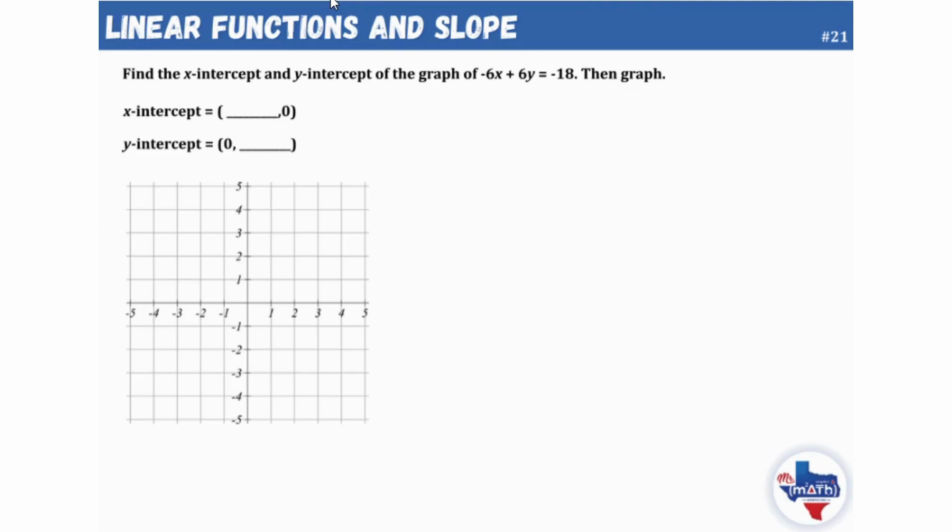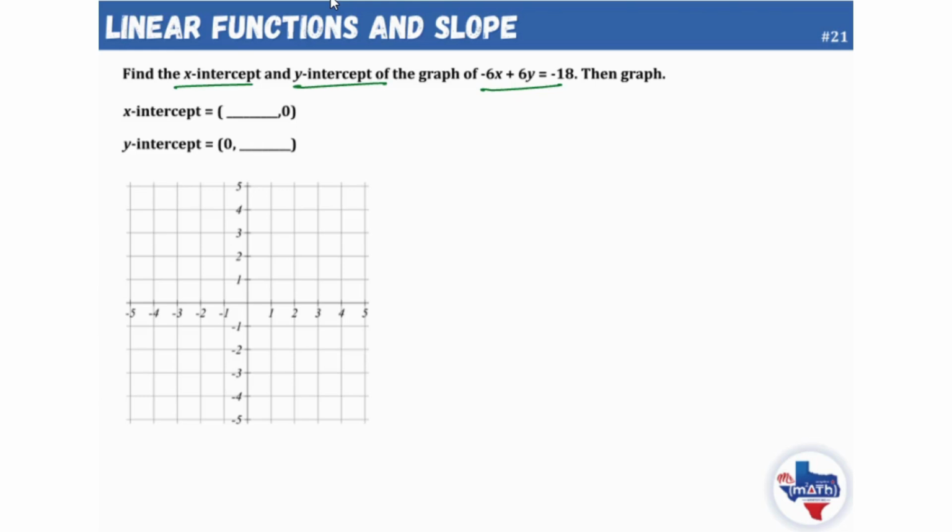Today we're talking about linear functions and slope. Our problem says: find the x-intercept and the y-intercept of the graph of negative 6x plus 6y equals negative 18.